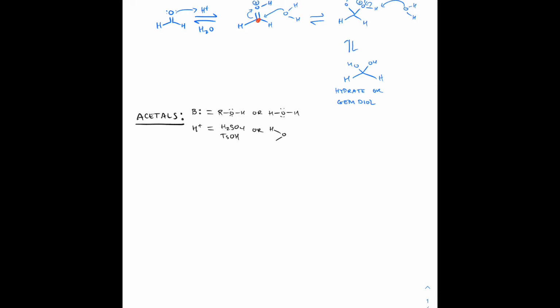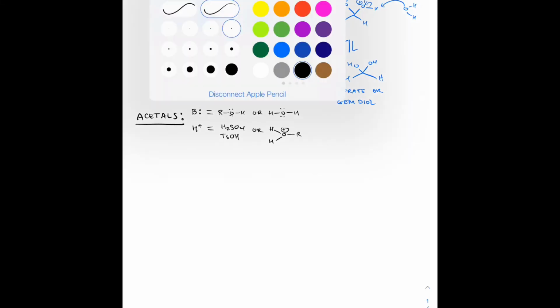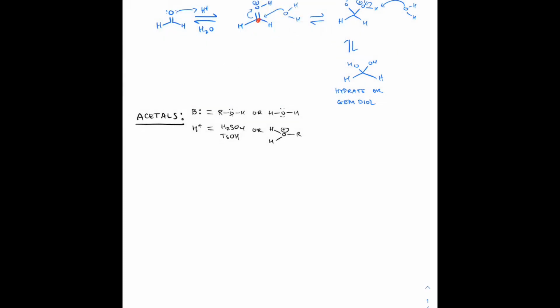So in the mechanism, I want to point out that base, so B with a lone pair on there, can equal a generic alcohol or water in solution, and then H plus is going to represent an acid, so H2SO4 or para-toluenesulfonic acid. Or, since those are strong acids, they can protonate the alcohol solvent, and that would lead to the positively charged alcohol that I've drawn there. So acetal formation is under acidic conditions, strictly under acidic conditions as far as we're concerned.